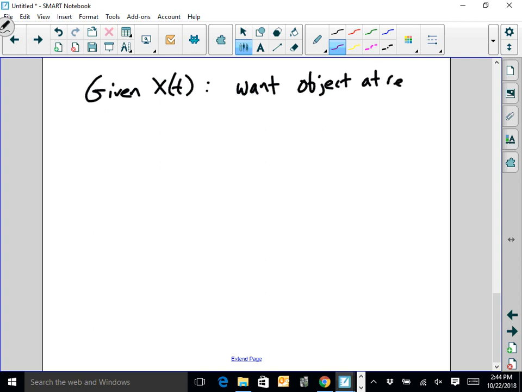So I'm given x of t, and I want to know when is the object at rest. Well, I know an object is at rest when its velocity is 0. So first I need to get to the velocity equation. So I'm going to derive x of t to get v of t.